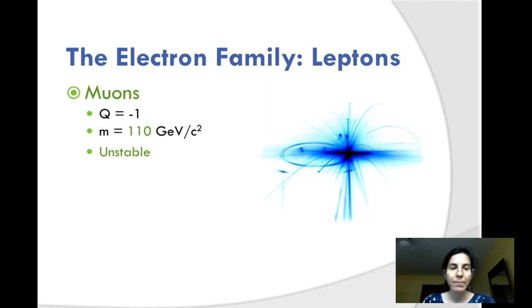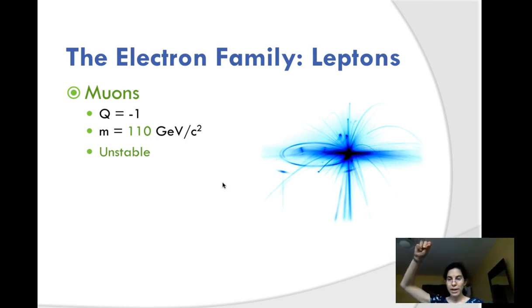Thank God. Muons are heavy. They're 110 gigaelectron volts per c squared. So 110 on a scale of what previously had been 0.5. They are very unstable. However, they're the most stable of the unstable particles.